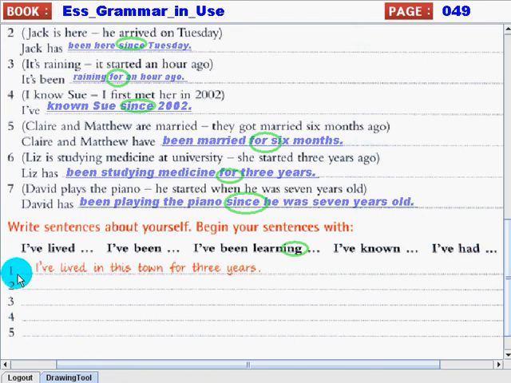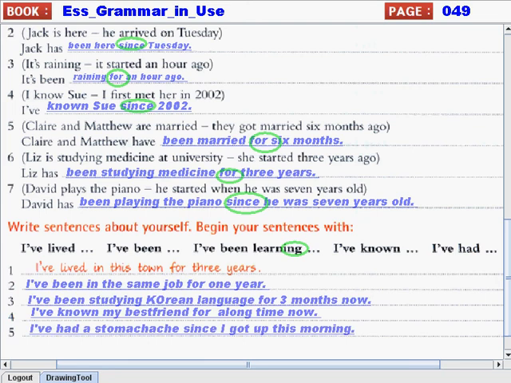Okay? Let's read an example in number 1. I've lived in this town for 3 years. How about you? How long have you lived in your town? For how long have you been staying in your place, okay? Now, I want you to come up with your own sentences too, using I've been learning, I've known, and I've had, okay? Now, let's check my answers.